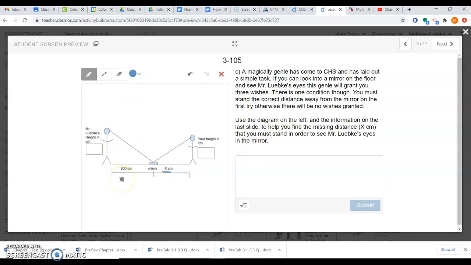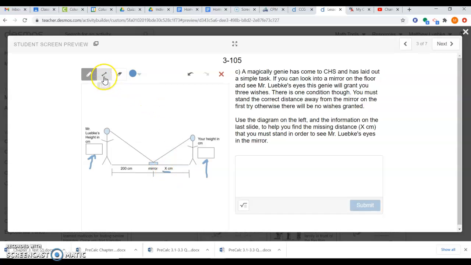Okay, generally this is something we could do in class, but because half of us are virtual and half of us are in person, I've just created the model. Okay, so you can see here is you will have my height in centimeters from the last problem, from the slide before. You'll have your height in centimeters to put in this box from the problem before. Then all you have as a piece of missing information is your X centimeters.